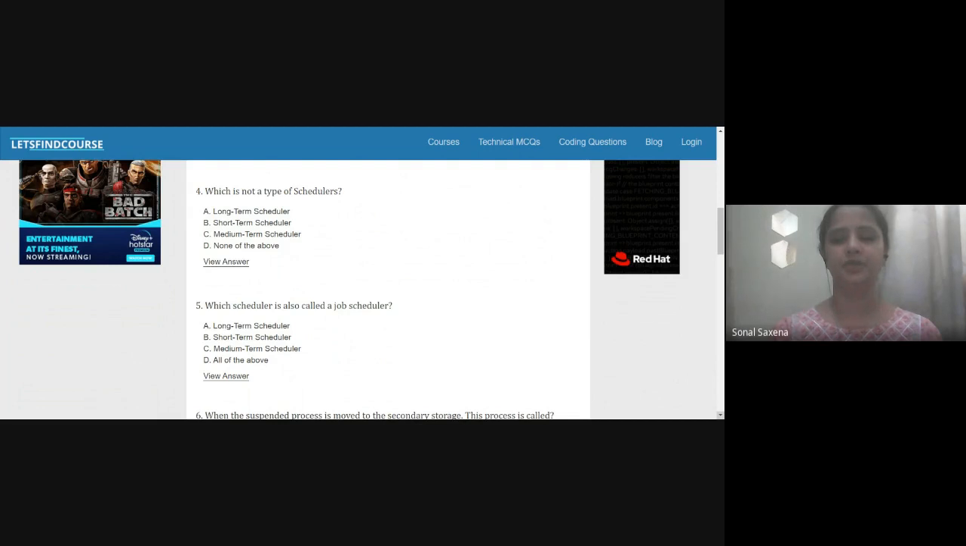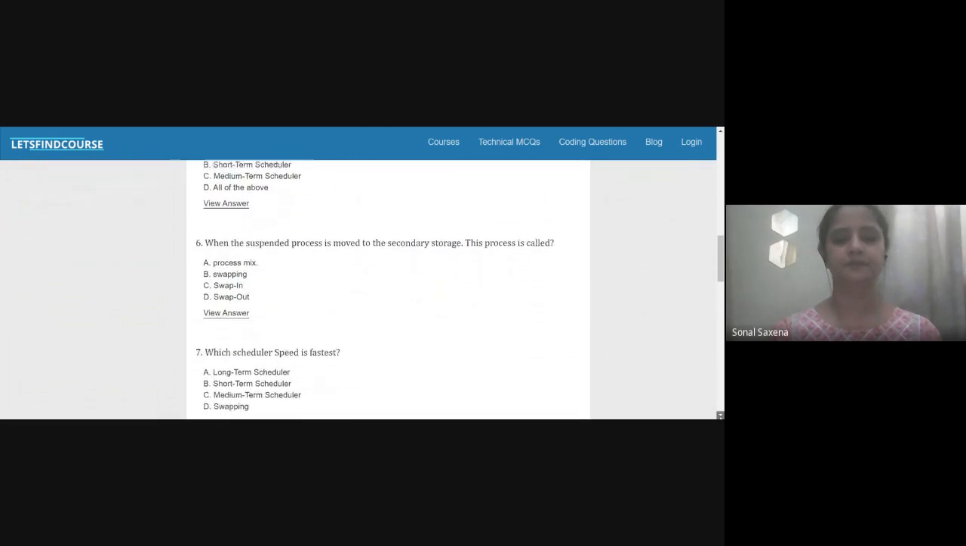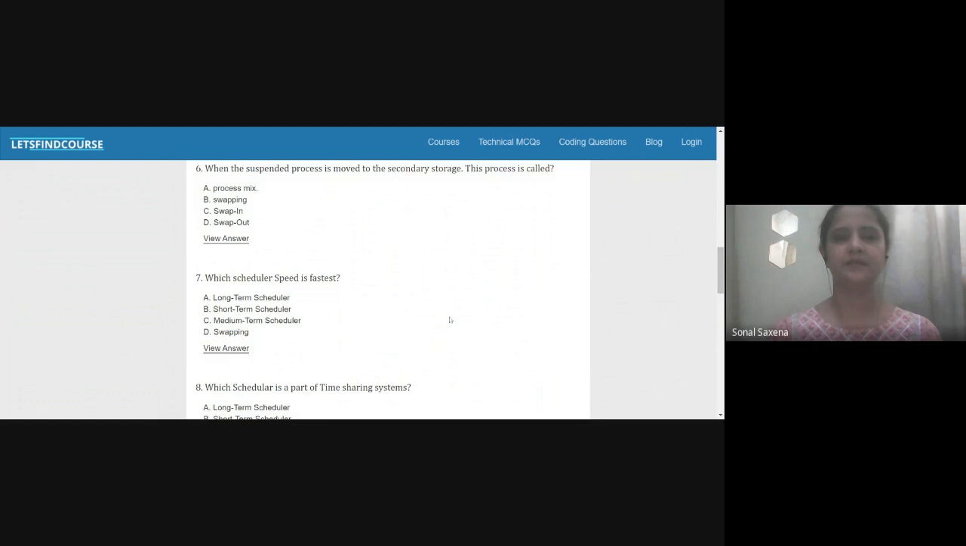Now let me take you to the next set of questions. Question number 6 and 7. When the suspended process is moved to the secondary storage, the process is called swapping out, swapping in, swapping, or process mix. I told you this is a general procedure where a running process has been interrupted forcibly, and its state is saved inside the secondary memory, and once the interrupt is completed, your process moves further inside the random access memory.